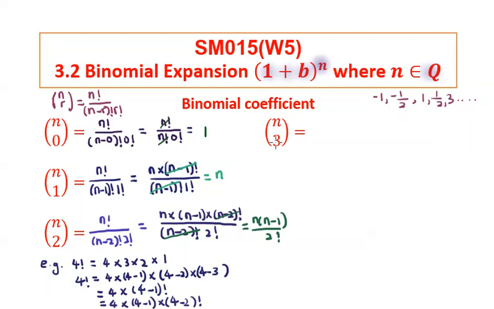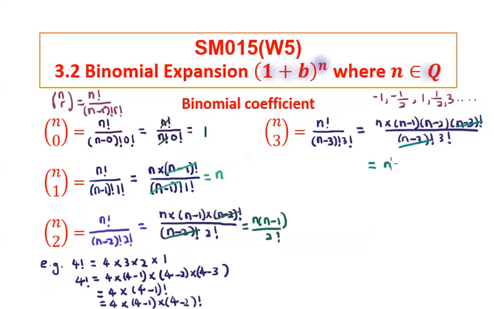Now let's move to nC3. nC3 is n factorial over (n minus 3) factorial and also 3 factorial. n factorial is equal to n times (n minus 1) times (n minus 2) times (n minus 3) factorial, over (n minus 3) factorial times 3 factorial. So we can cancel the (n minus 3) factorial, remaining n times (n minus 1) times (n minus 2) over 3 factorial.